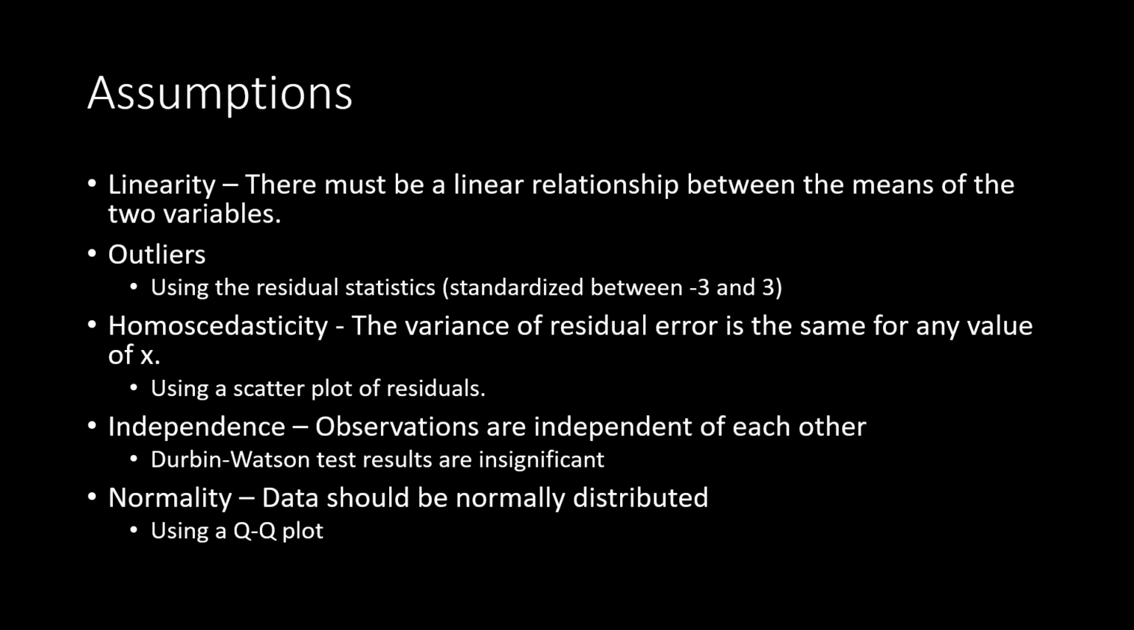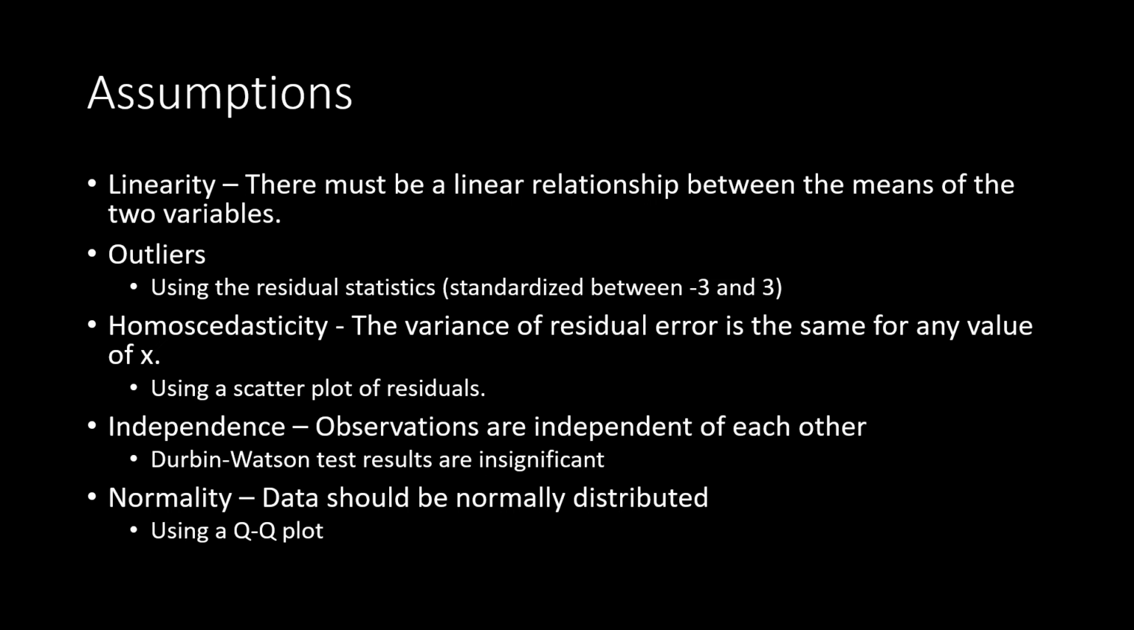In order to run a simple regression, there are a few assumptions that need to be met. First, there must be a linear relationship between our two variables. Second, we need to check if there are any outliers in our dataset. Here, we can use the residual statistics in JASP to see if the standardized predictive values exceed -3 or 3.